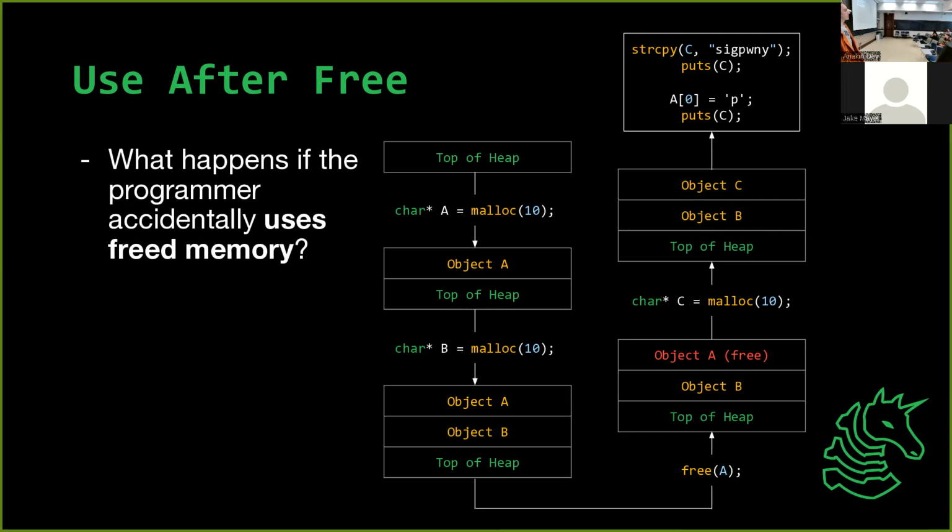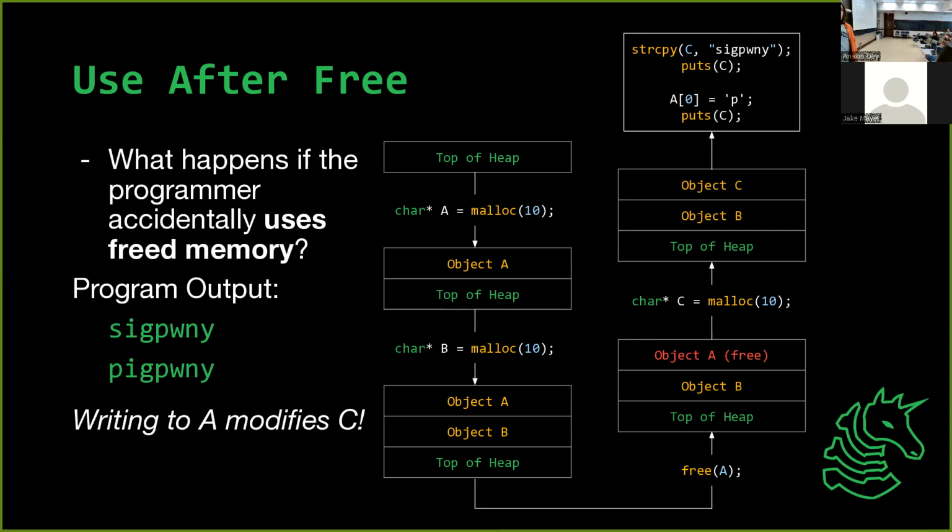Now let's say we write to A though, and remember A was freed, but we accidentally didn't realize we freed it. We write to the first character and replace it with a P. Does anyone know what printing out C is going to print after that? PWN? Yeah, PWN.